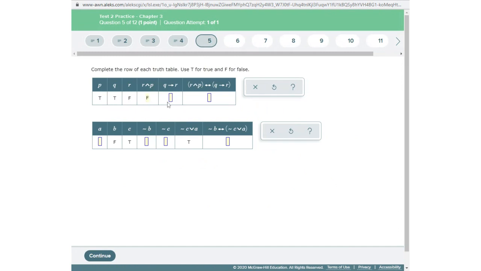Now, here's where we got to watch out, because they don't have a way for you to turn these around. So we're forced to read it backwards. This is if Q.